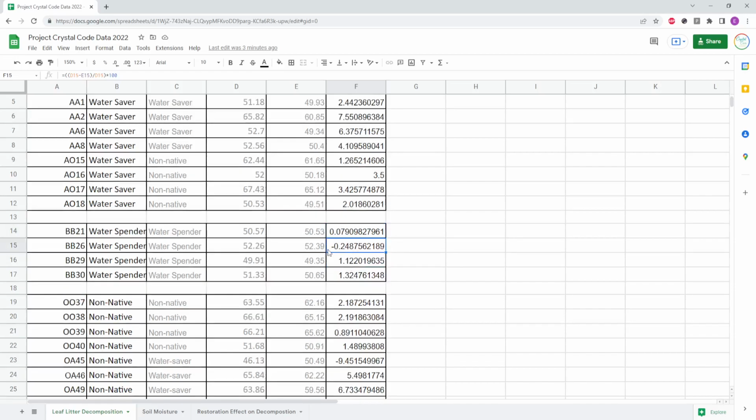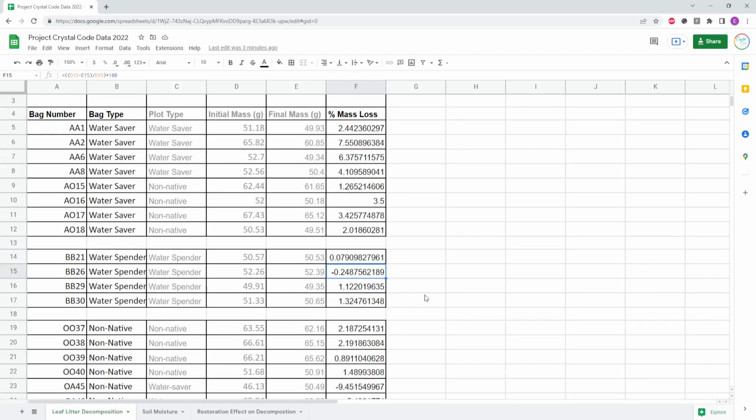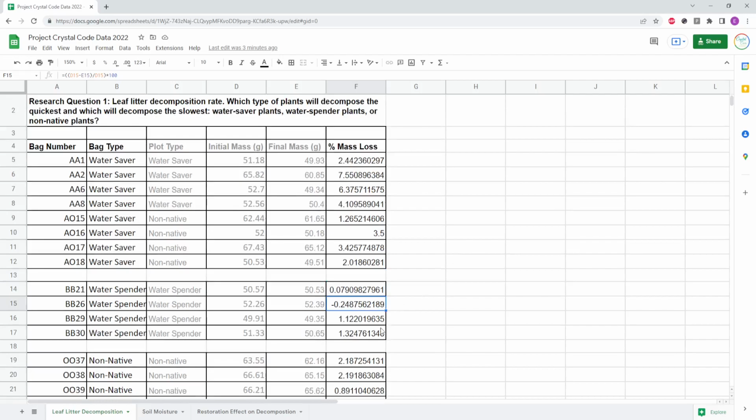You may even see some negative numbers like the one here, which will show that mass may have been gained by these leaf litter bag types. And that can be for multiple different reasons. We could have had dirt that got inside of the leaf litter bag, or it may have even had a plant grow inside of them, or it could be for many other reasons. We also have a few other research questions that we're going to look at.